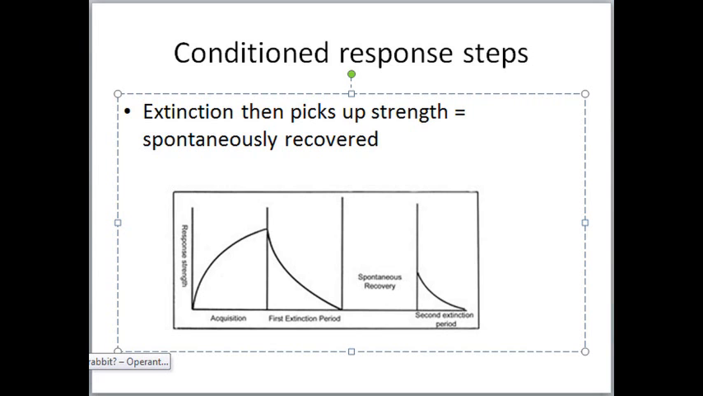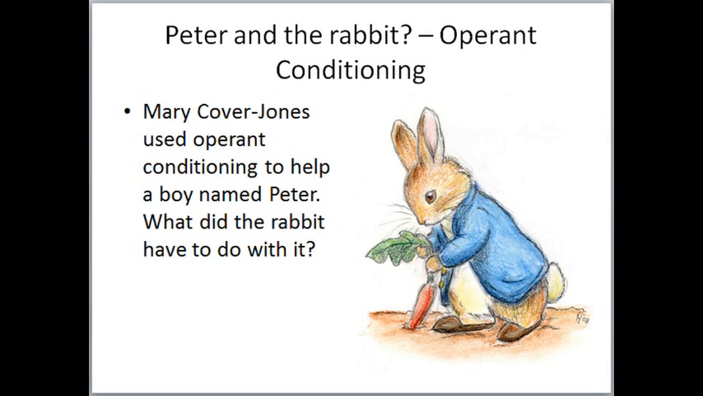Actually, a scientist named Mary Cover Jones used operant conditioning to help a boy named Peter. Peter was afraid of furry things, and rabbits were scaring him to death. So what she did was, every time she showed him the rabbit, she gave him candy. Eventually, when he would pet the rabbit, she would give him candy. So he started to associate this rabbit with good things, and eventually he was no longer afraid of the rabbit, and it became a good thing. So we can use operant conditioning to our advantage. It's not just to get rid of negative behaviors, it's also to make good things.